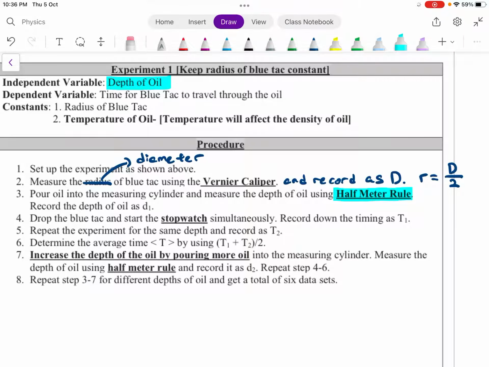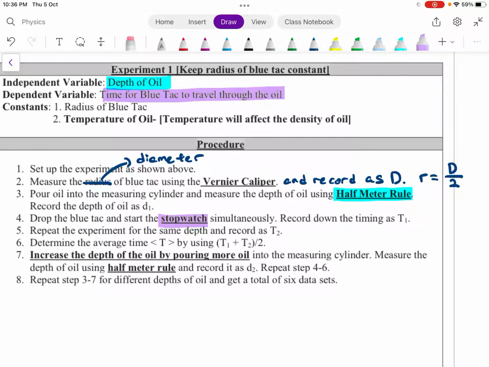So you can see, right, for the stopwatch, this is the second instrument, but this second instrument is used to measure the dependent variable. Okay, so you record the timing as T1, but you must also repeat the experiment. Because if you are dealing with time, so you are dealing with stopwatch or time, or period, you must always repeat the experiment minimally 2 times. So you must say, repeat the experiment for the same depth and record as T2.